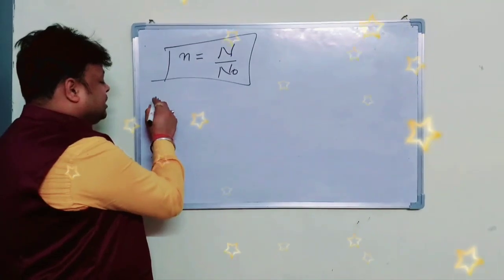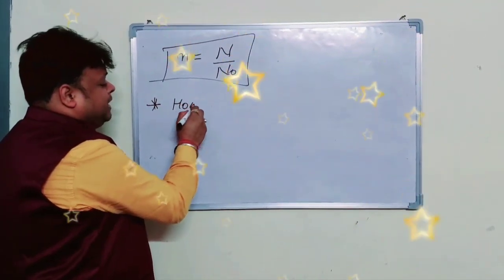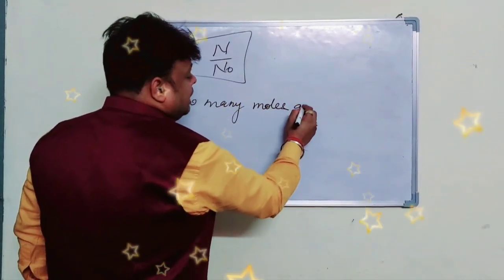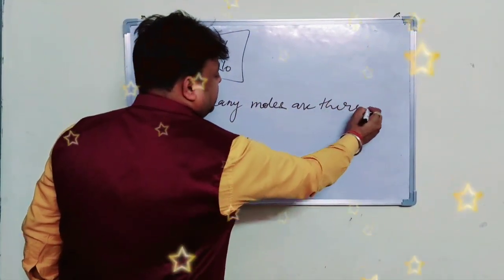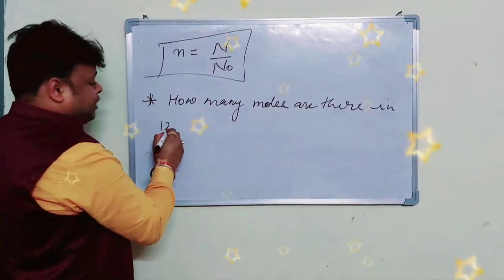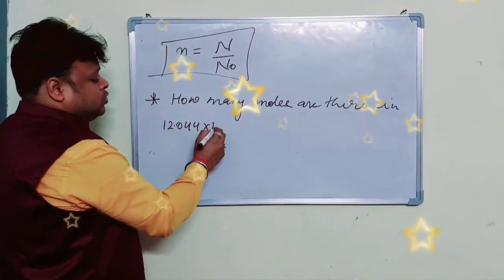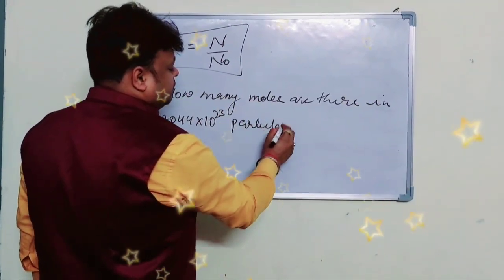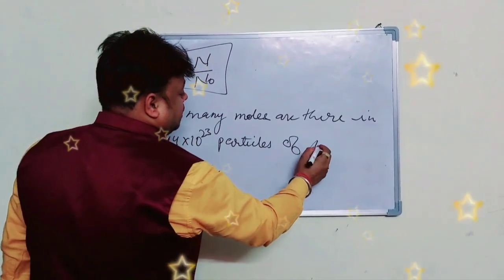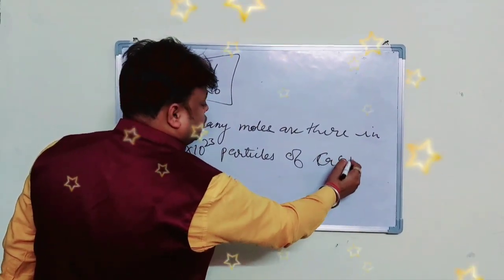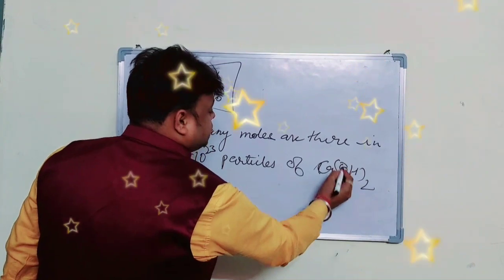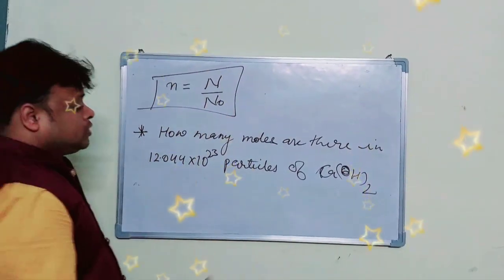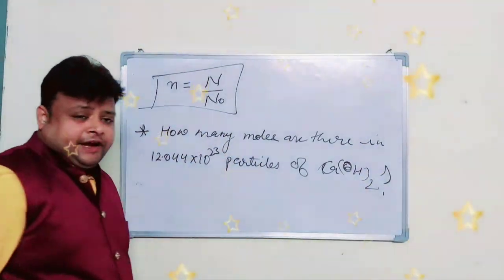So the question is, how many moles are there in 12.044 × 10^23 particles of, take any formula, Ca(OH)₂. Just take that one, Ca(OH)₂. Suppose for Ca(OH)₂ you have to find out the total number of moles, right?